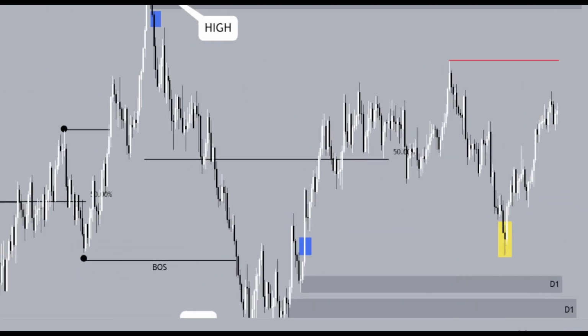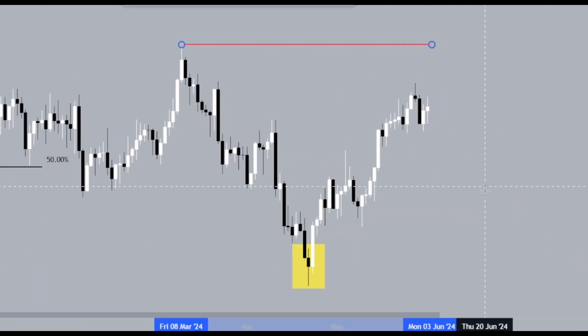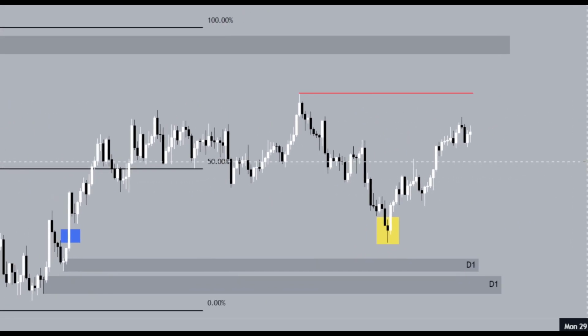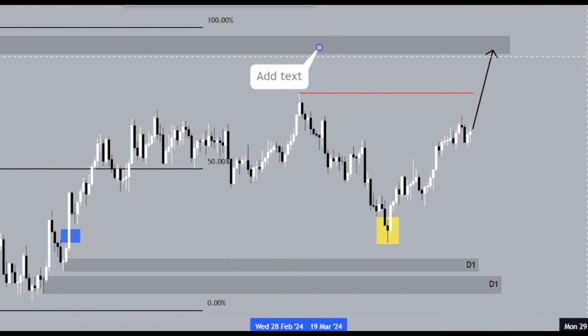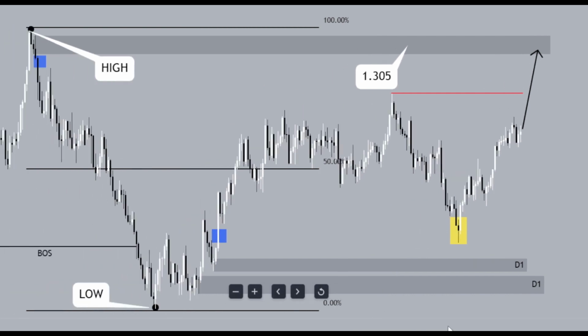So the next daily draw on liquidity, not the weekly, but the next daily draw on liquidity is at 1.2895 or 1.29, let's say. 1.29 is the next daily draw on liquidity on GBPUSD. But ultimately, I expect price to break through this level and get up to this POI. And this POI, we understand, is at levels 1.305. 1.305, okay?